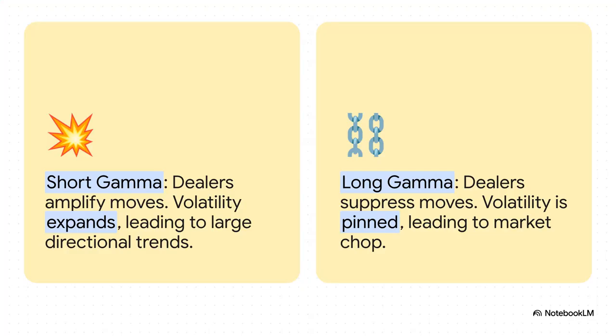At a high level, it really comes down to this. When dealers are short gamma, they basically have to chase the price, which just amplifies every move and leads to those big explosive trends. But when they're long gamma, they fade the moves, which crushes volatility and leads to that frustrating, choppy, range-bound action. Just knowing the overall gamma environment tells you what kind of market to expect.